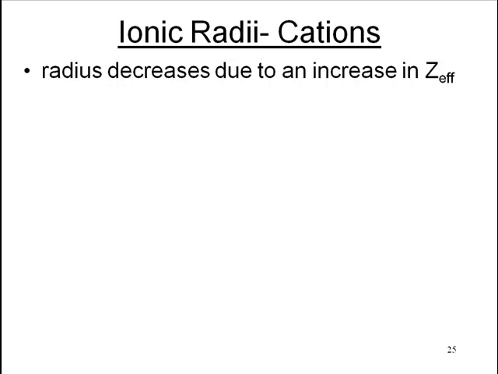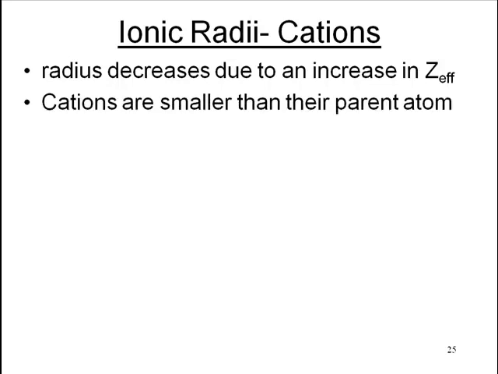All right, let's do this. The cations are smaller than their parent atom, because there's an increase in ZF. So ZF is a positive number. If you lose an electron, that means your ZF is going to go up by 1. You lose 2 electrons, your ZF is going to go up by 2.